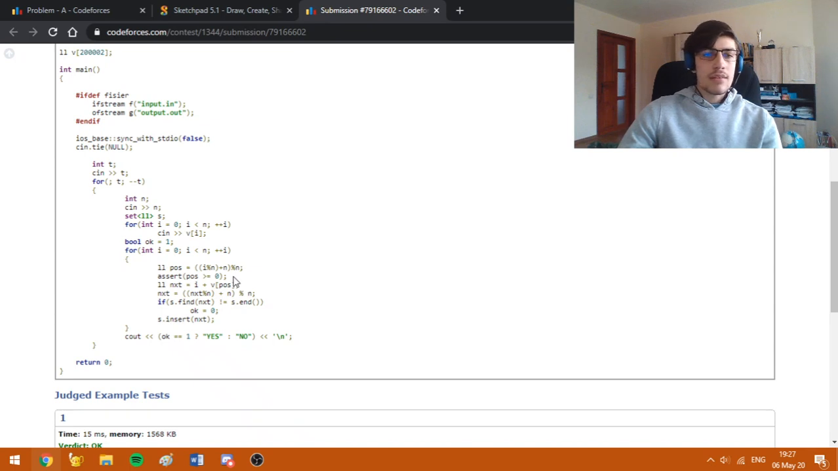This assert is not really important because it's a conclusion of the previous submission where I was checking if I was doing the things right. Now the next position is going to be i plus the value at the position i. Also, we need to find its remainder. In this case, we actually need to use the formula I have used previously because the numbers can be negative. And modulo does not work well with negative numbers in C++.